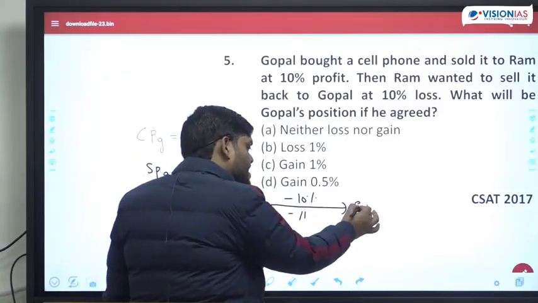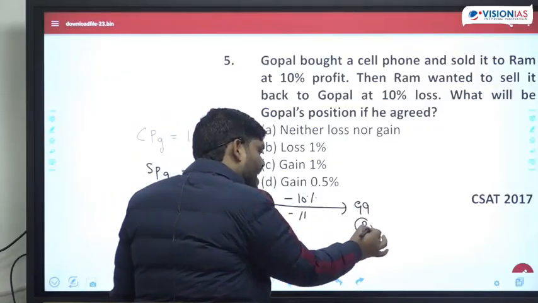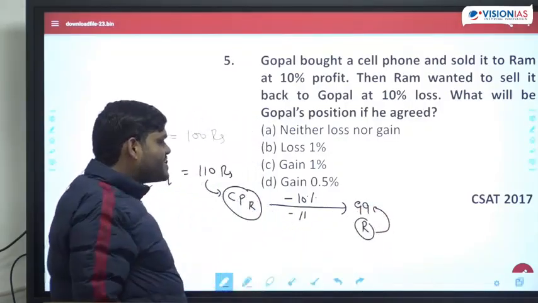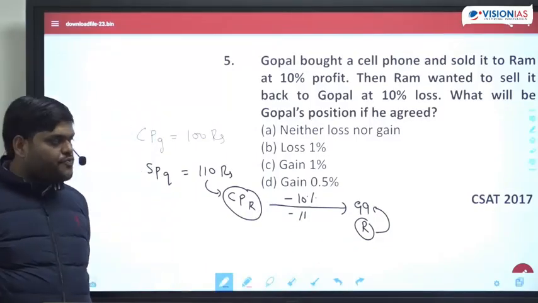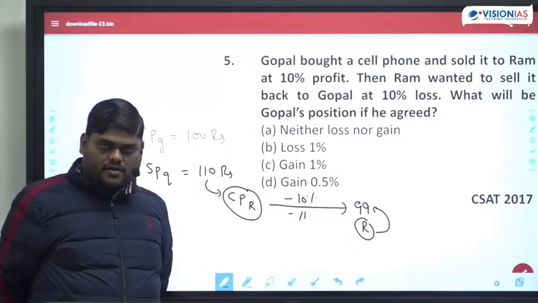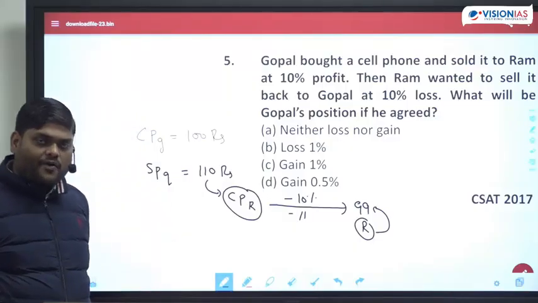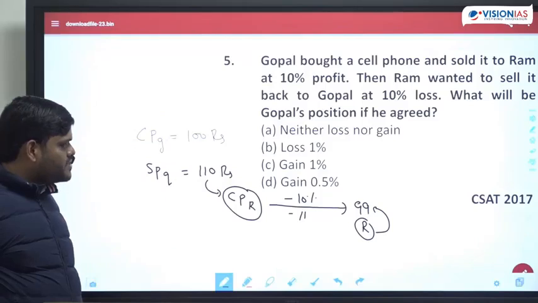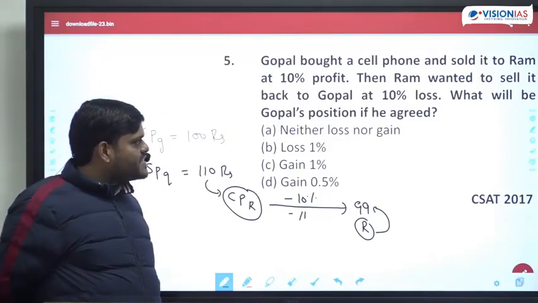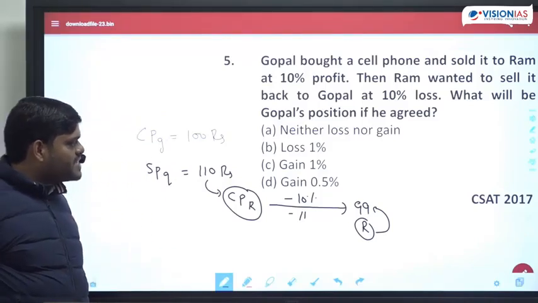That means now Ram will get at what price? Ram will get the same phone at 99 rupees. Ram will get the same phone at 99 rupees or not? Is this making sense or not?